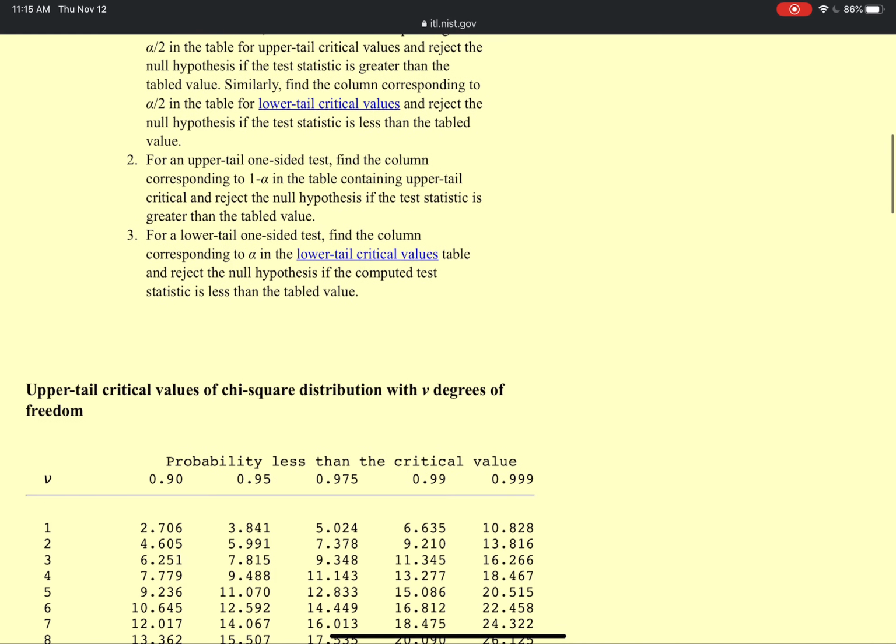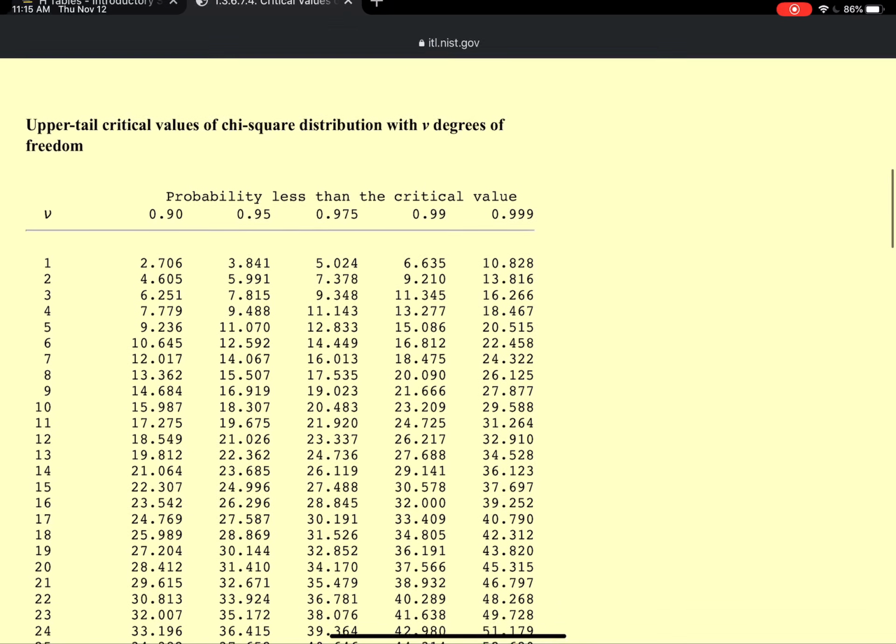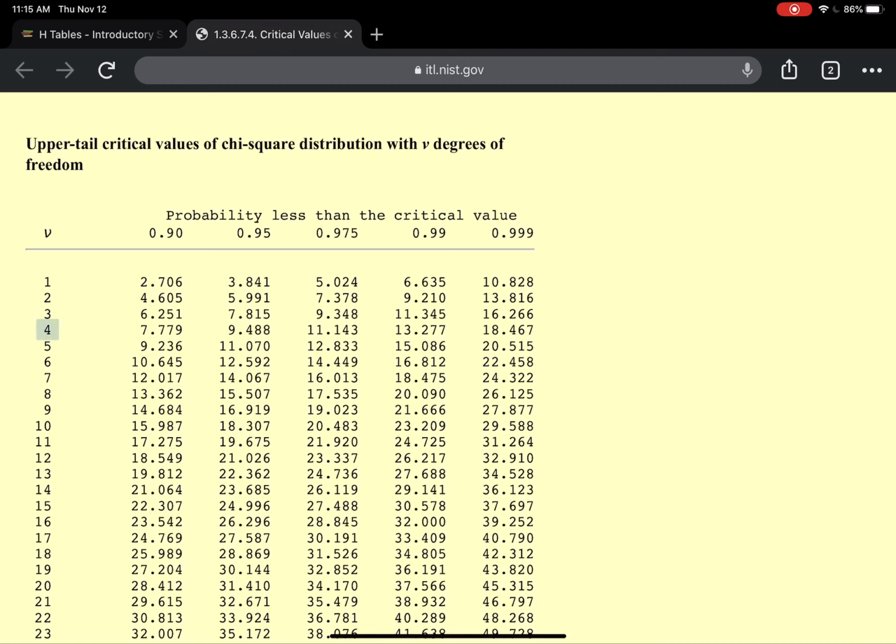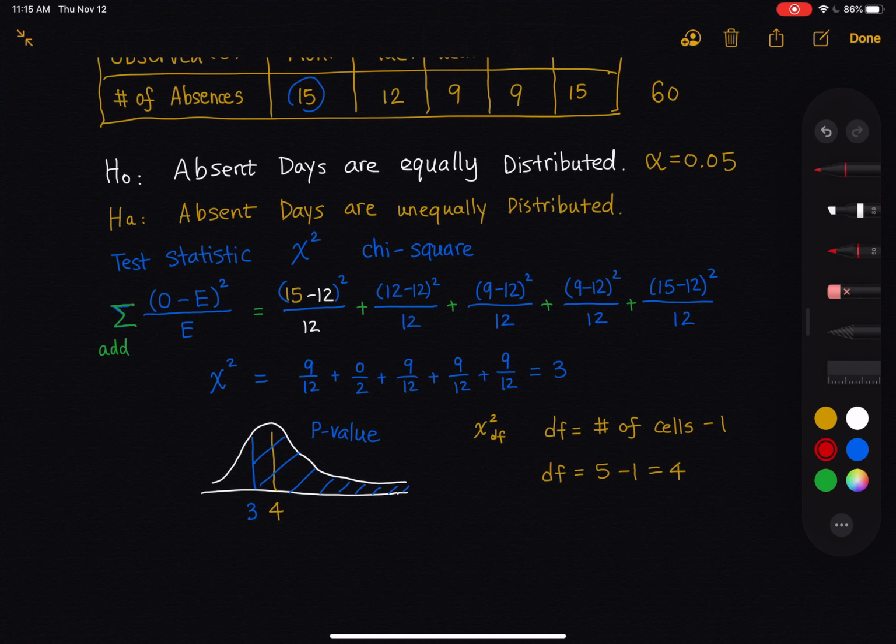So you go down, and you find the critical values for the chi-square distribution. Here we have degree of freedom equals 4. You see the smallest number is 7.779, and on top of it the probability is 0.9. So what does it mean? It means if you have the number 7.779 from the table, this area will be 0.1, and the area to the left of it will be 0.9.